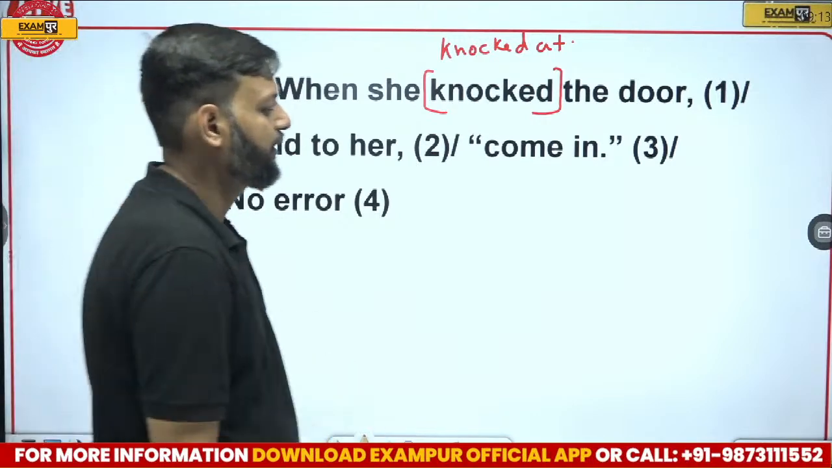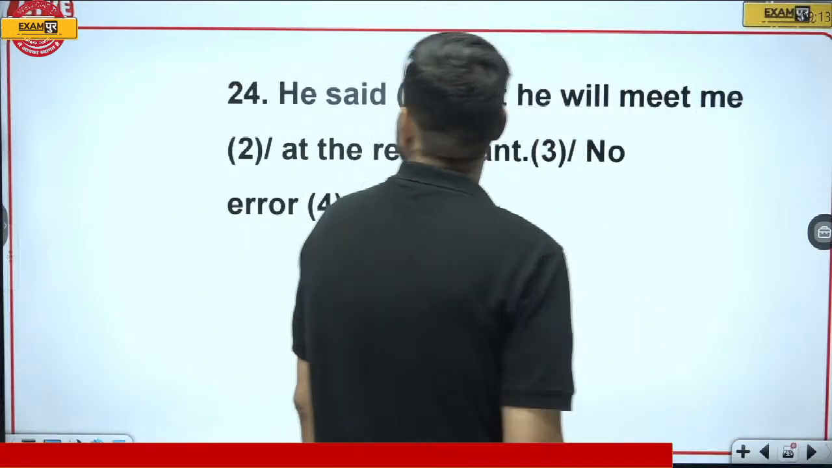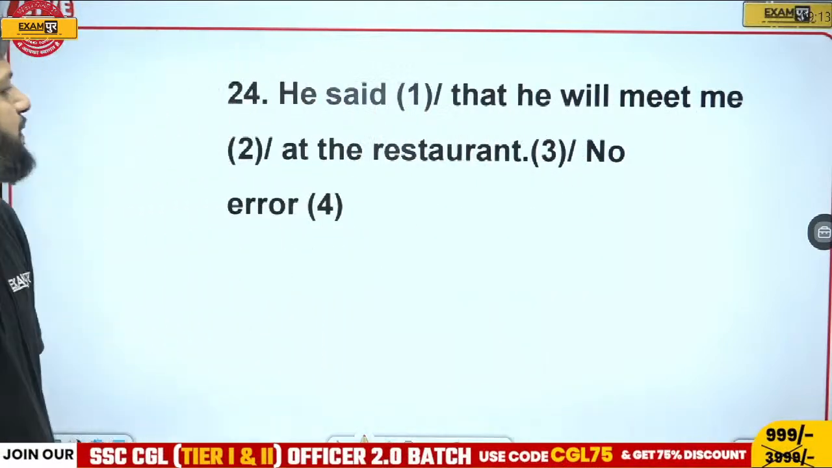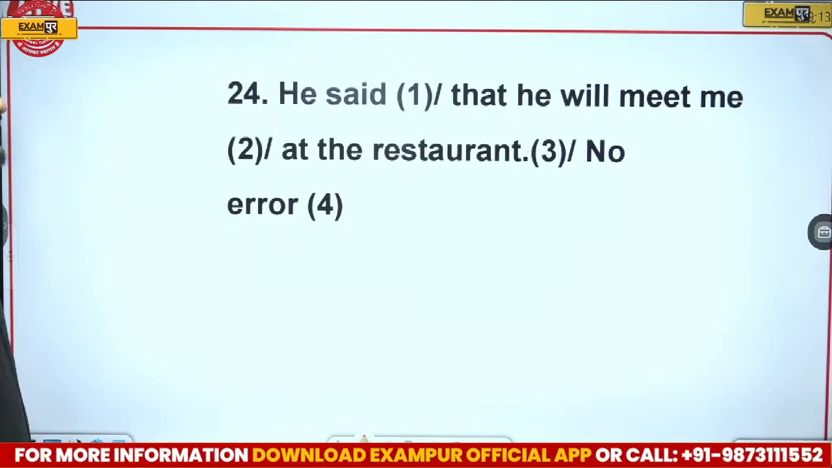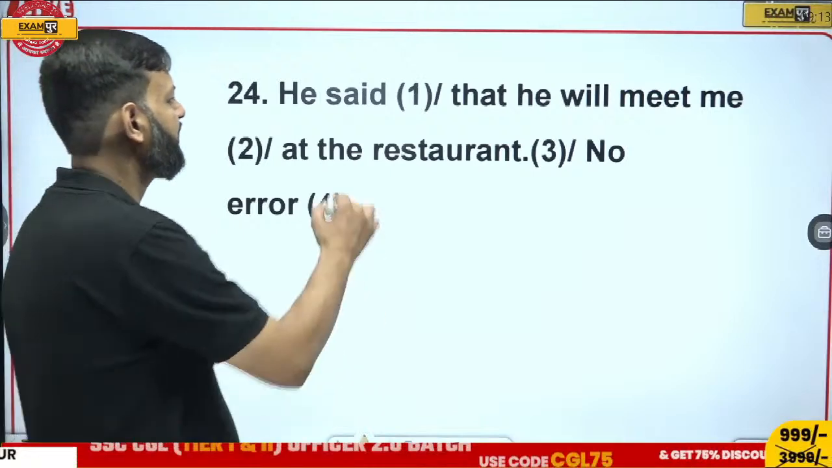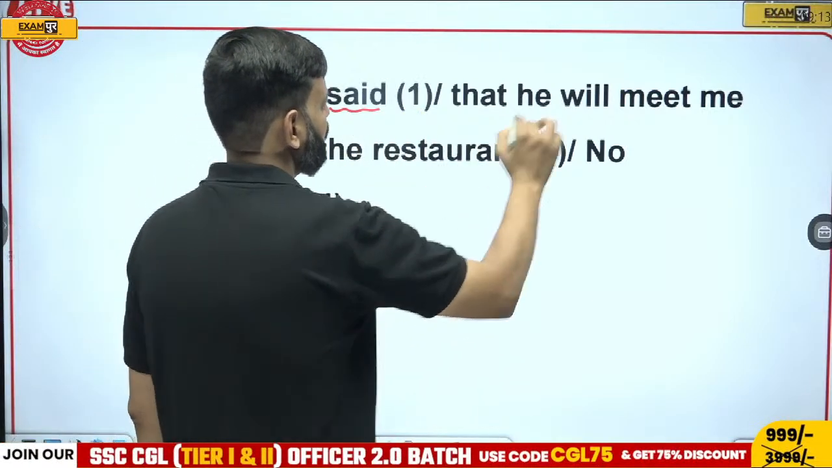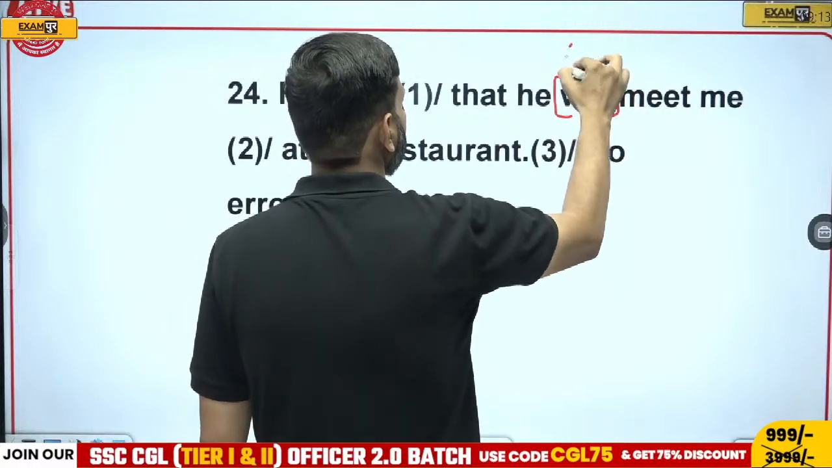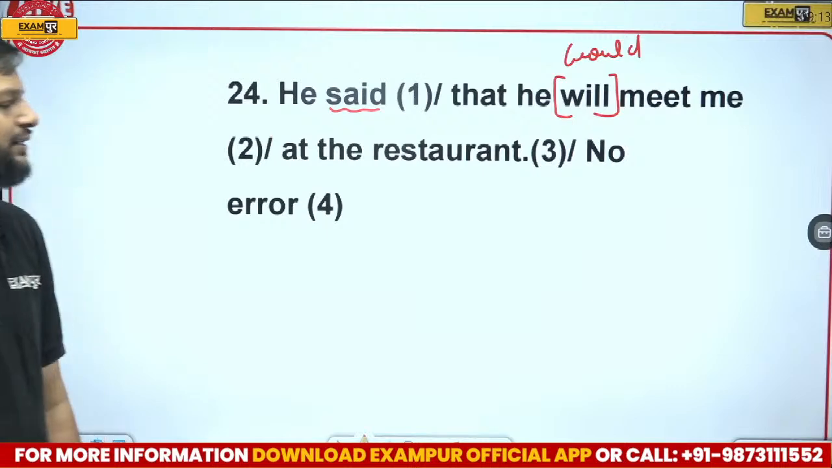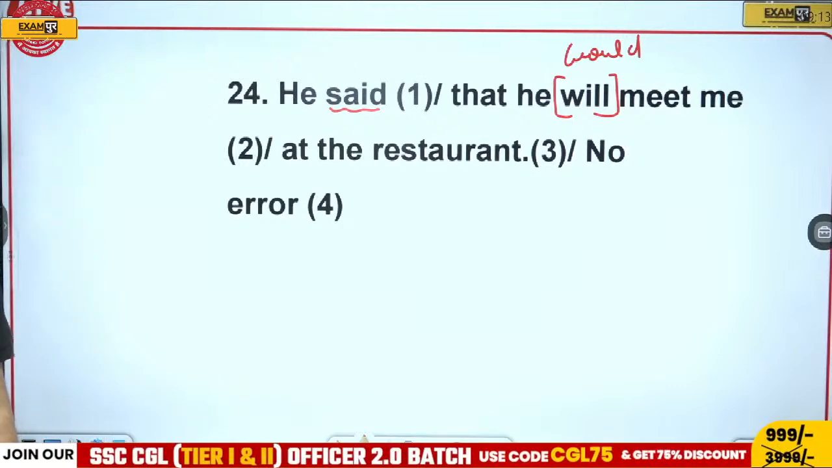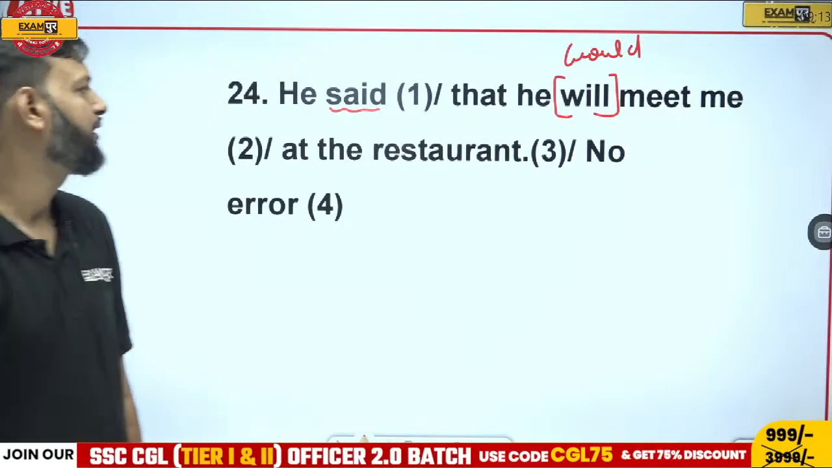Now the next one. He said that he will meet me at the restaurant. Here, this sentence is in past, so will should be replaced by would. He said that he would meet me at the restaurant.